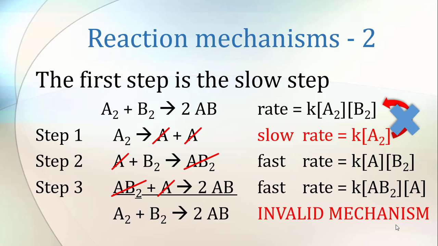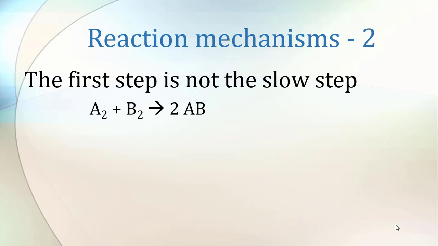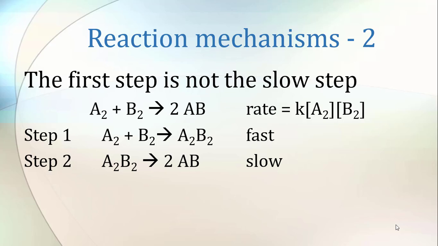Now, what if the first step is not the slow step? Here is our equation again. We'll use the same rate law that we used for the last example. We know that the previous reaction mechanism was invalid, so a new reaction mechanism is proposed. This is what that reaction mechanism looks like, where the first step is the fast step and the second step is the slow step. You get rid of the intermediates, and when you add up what remains, you get the correct overall reaction. Requirement 1 is met.